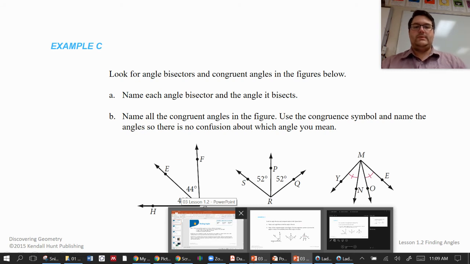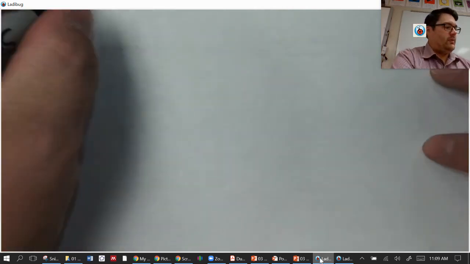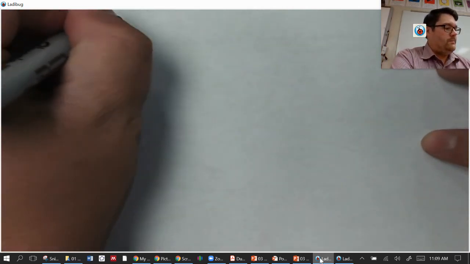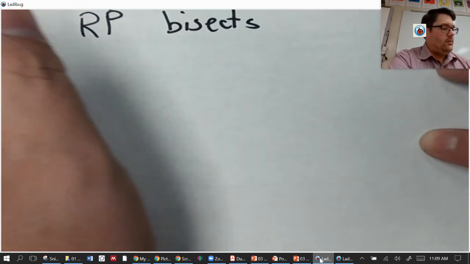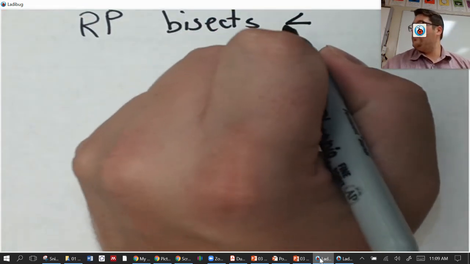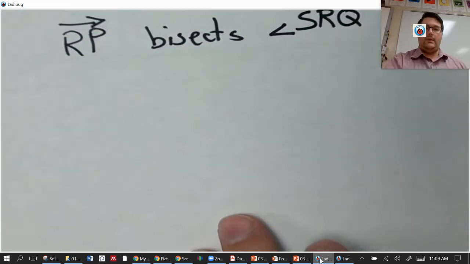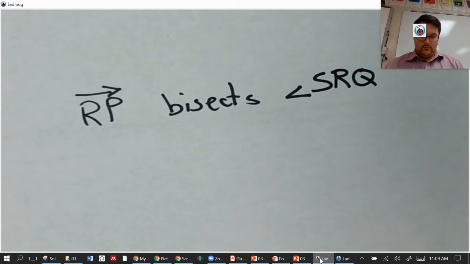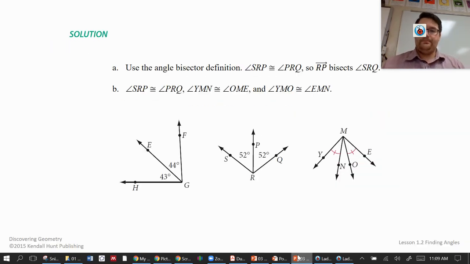Might be useful to see that written out. So in order to say that, we'd say something like ray RP bisects angle SRQ. That'd be how we'd write that in math. Okay. Hey, you can see it right there. RP bisects angle SRQ.